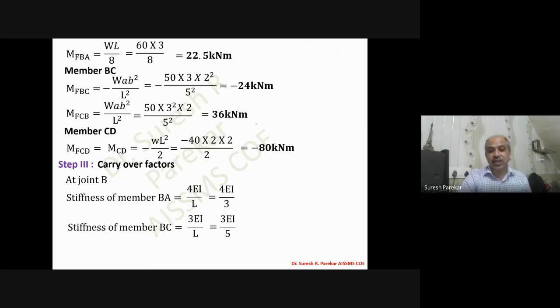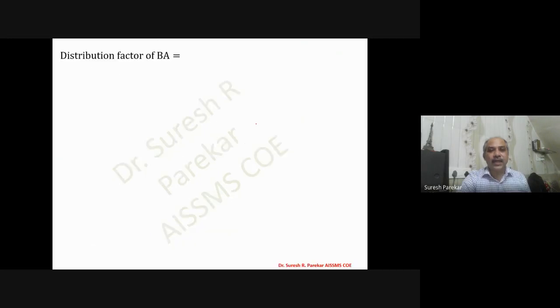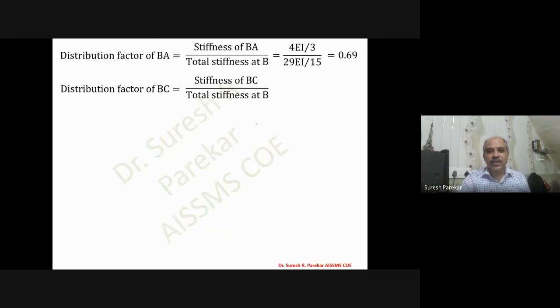Now why is this 3? Because we know for overhang or for far end simple support, we have 3EI by L. Knowing this, we have total stiffness over here 29EI upon 15. From this, I will find the distribution factors. So the distribution factor for BA is 0.69 and for BC we have 0.31.